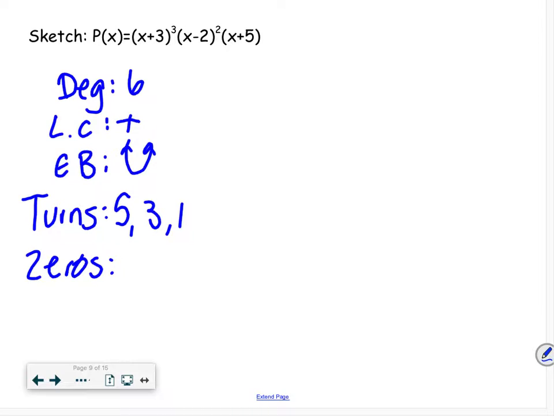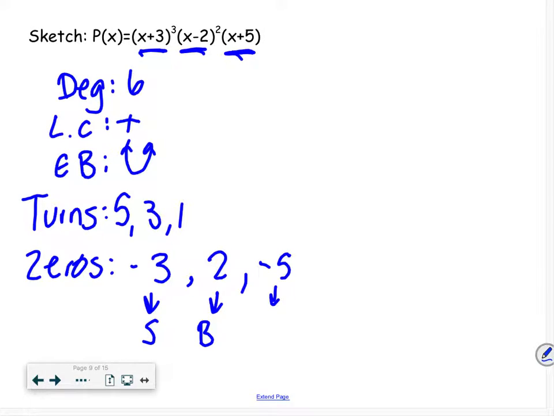Wait, what is my 0 from x plus 3? Negative 3. Okay, first question, what's my exponent? 3. It says it right there. Exponent's 3, so what does it do there? Swerve. My next 0 is 2. My exponent there is 2, so what does it do there? Bounce. And my last 0 is going to cross at what? Negative 5.